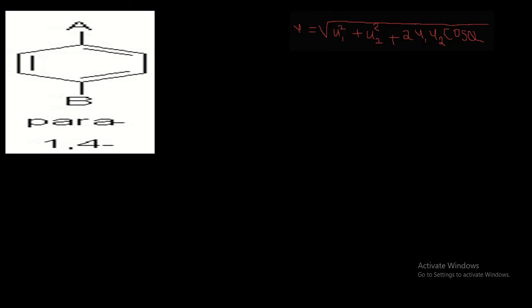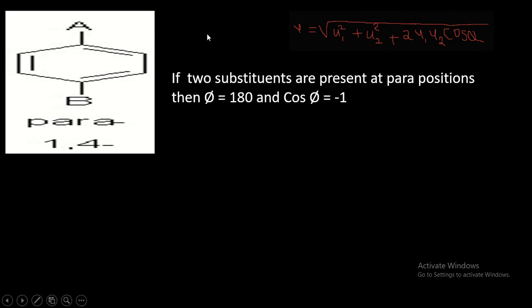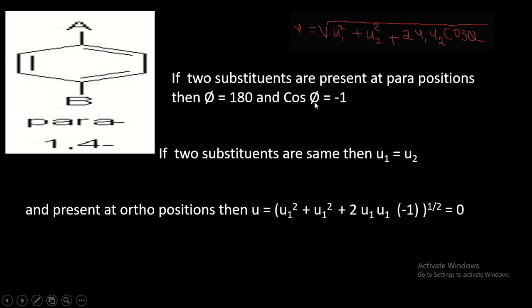In case of para substituted benzene ring, the ring has a center of symmetry as well as a plane of symmetry. Therefore, the dipole moment is calculated by the same formula, but theta equals 180. Therefore, cos 180 equals minus 1. Putting the value in the equation gives dipole moment equal to 0. Hence, in para substituted benzene ring, the dipole moment equals 0.